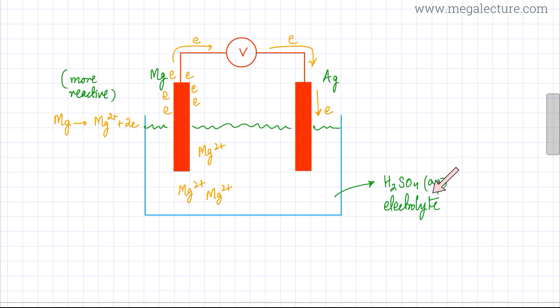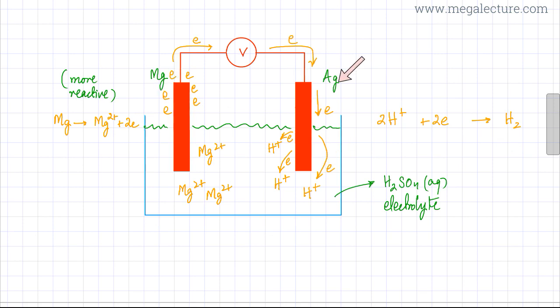Now, in the sulfuric acid electrolyte, you have a lot of hydrogen ions in the solution, H+ ions. And these H+ ions would attract electrons. So those electrons coming from magnesium would eventually be attracted by the hydrogen ions in the solution. So these H+ ions would start gaining electrons, and when they gain electrons, they would start forming hydrogen, and hydrogen is diatomic, so H2 gas would be formed on the right-hand electrode.